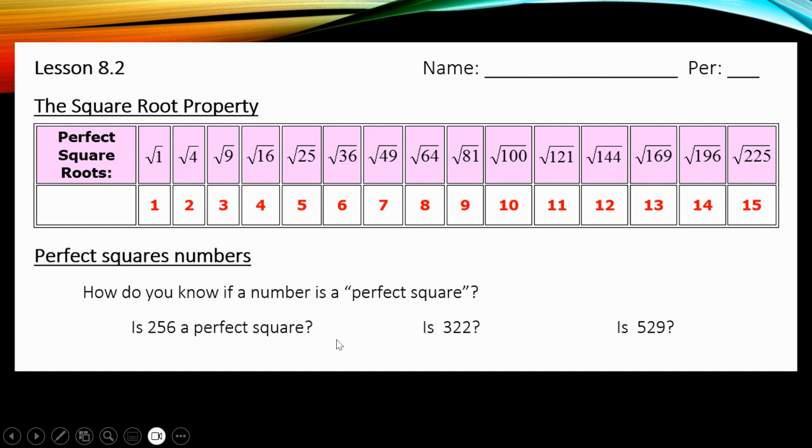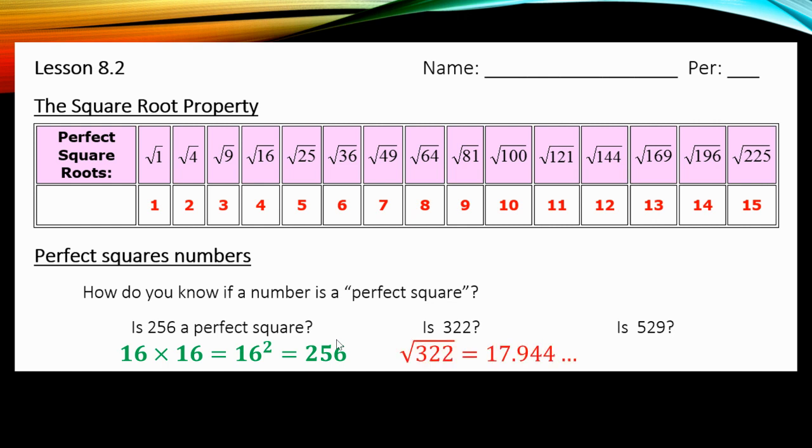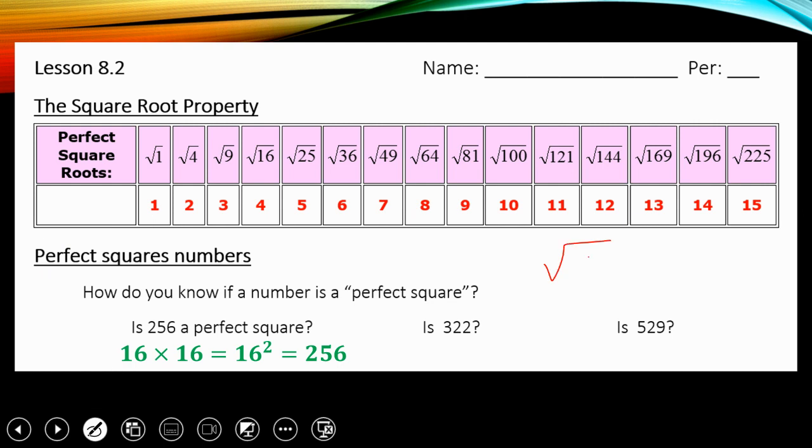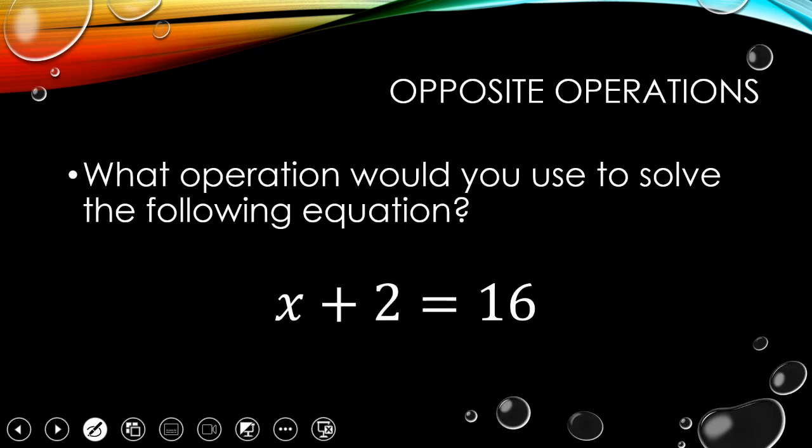You can use the square root button on your calculator, the little check mark button, or you can just keep your list going. 322 is not a perfect square. 529 is. And so, again, use the square root button. Looks like a check mark. So if you put that in your calculator, you should get 23. Okay? So basic introduction here.